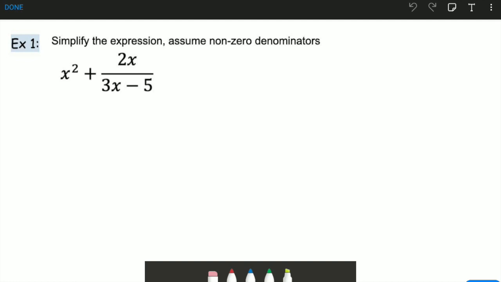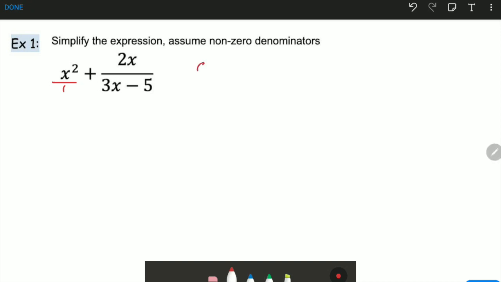Okay, in this example, we're going to be simplifying the expression x squared plus 2x over 3x minus 5. We're also going to be assuming non-zero denominators as we do this. So we're going to have to start by finding a common denominator here. And the denominator with x squared, since it's just a whole value there, is just 1.